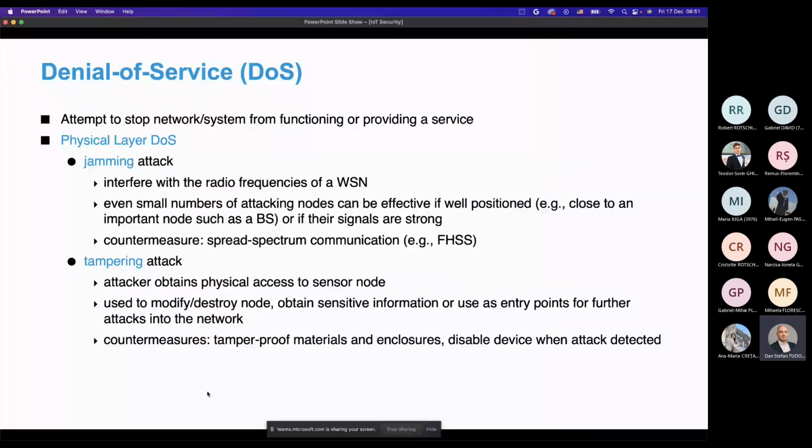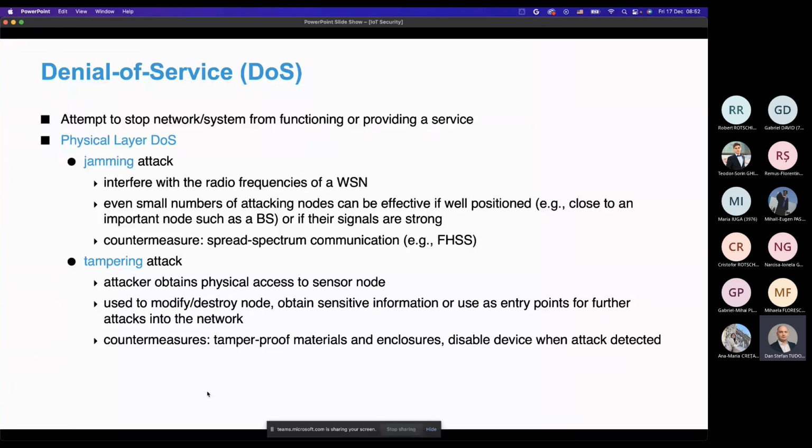There's also a tampering attack scheme in which an adversary obtains physical access to the sensor node. So you can hack a sensor node, you can alter its programming, and in doing so, you can insert malicious packets into the network. So you can basically compromise the node that you have gained access to. So you can get access, for example, to your cryptographic keys in the network and use the device as an entry point for further attacks into the network.